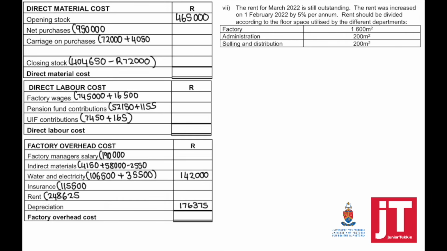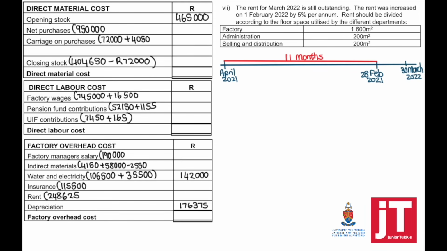So this means we now first need to find out what is the monthly rent that should be added. Now we cannot take the total given to us and divide it by 11. Why? Because it increased by 5% on the 1st of February. So if I look at a timeline, 1 month is still outstanding.